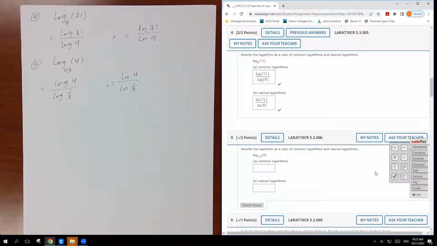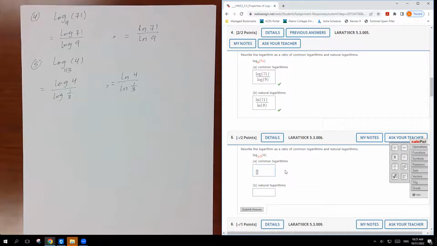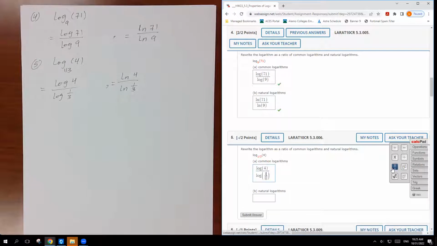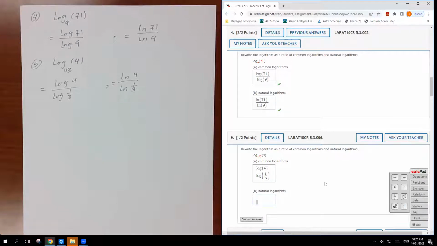So here is going to be log of 4 over log of 1/3. And the natural log is going to be ln of 4 over ln of 1/3.